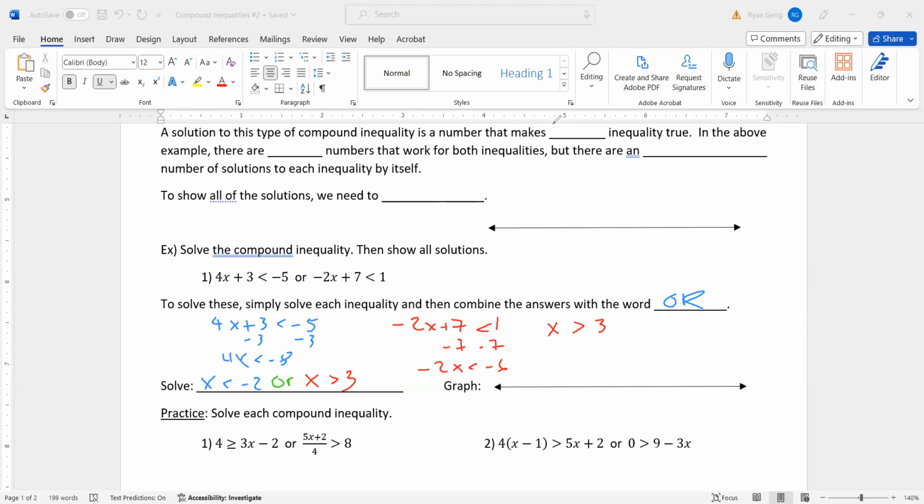Now let's go ahead and graph this. The smaller number is -2. The larger number is 3. -2 is open. 3 is open. Less than -2 would be to the left. Greater than 3 would be to the right. And there is my graph. Got a couple more of these to practice.